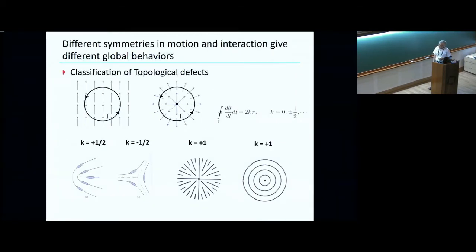And maybe I don't need to mention the topological defect. It's already described by Yeomans. And we can define the topological charge in the nematic system. We can have half-integer topological defects.